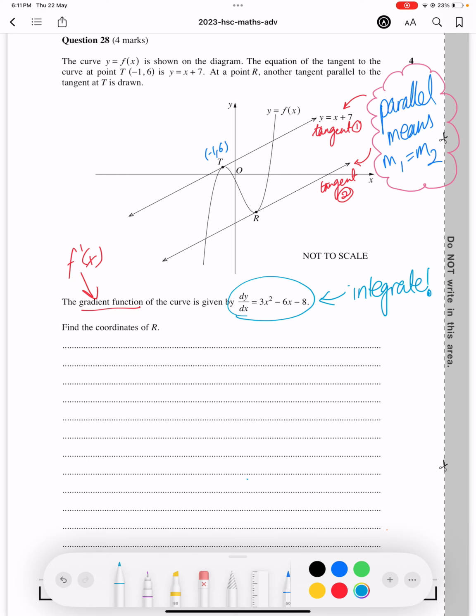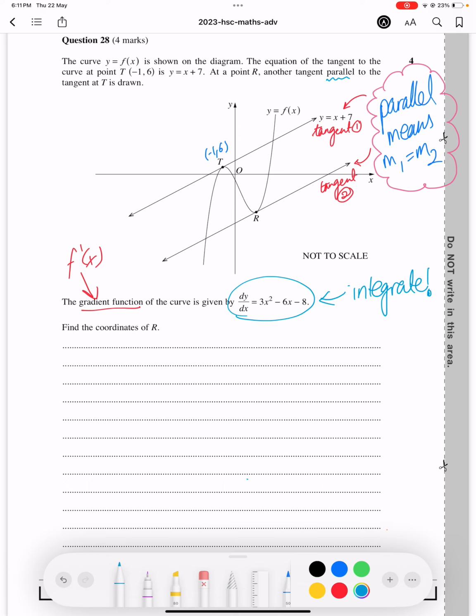At a point R, another tangent parallel to the tangent at T is drawn. The gradient function, which is the derivative, is given by dy/dx equals 3x squared minus 6x minus 8. Find the coordinates of R. So we've got a couple of key pieces of information here.